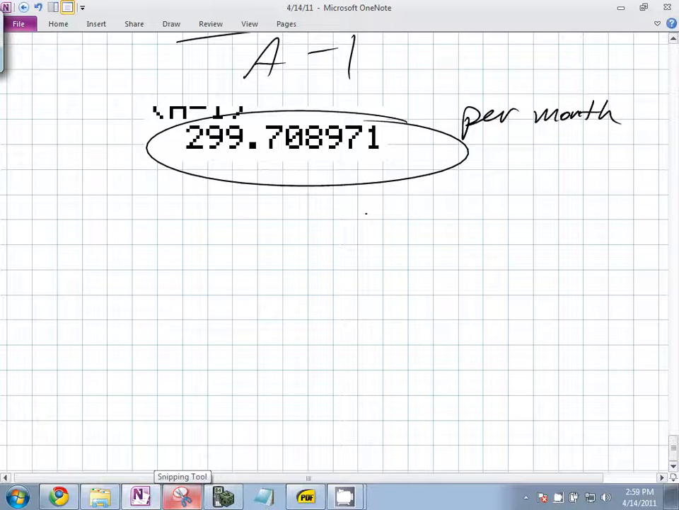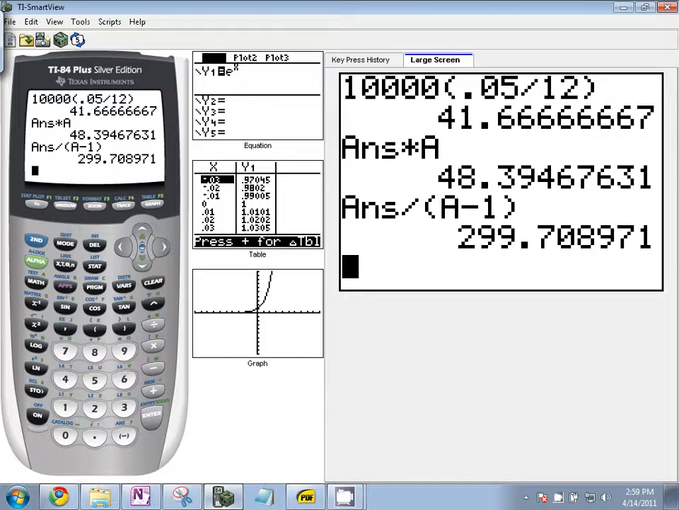No, hold on. That means if you pay that amount every month for 3 years, you will pay off your $10,000 5% loan, right? But here's the thing. How many payments are you making? 36. You end up paying $10,789.